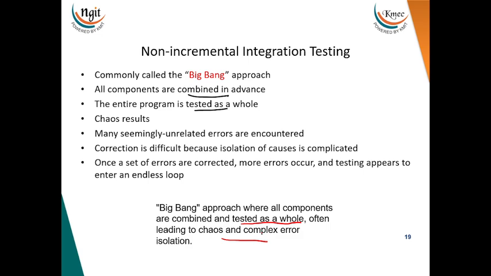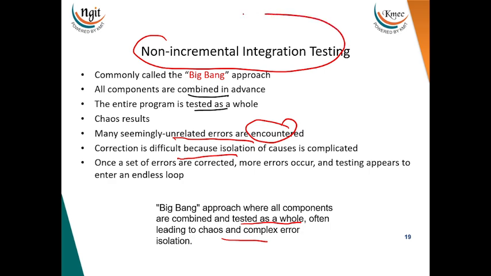Non-incremental testing strategy is commonly called the big bang approach, where all components are combined together and tested as a whole, often chaotic and complex. The whole system is combined together and then they do the testing. Entire product is tested as a whole. Mainly, unrelated errors are encountered. Correction is difficult because isolation of the cause is complicated. Once a set of errors is corrected, more errors occur. So non-incremental is not suitable, as the whole system is taken into account and tested.